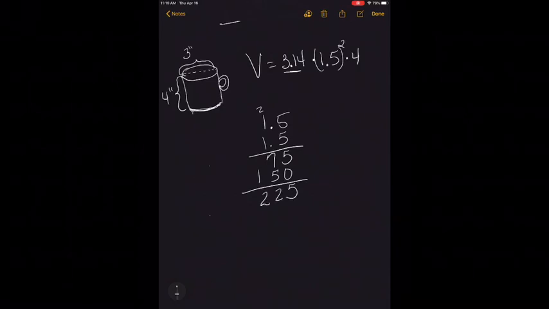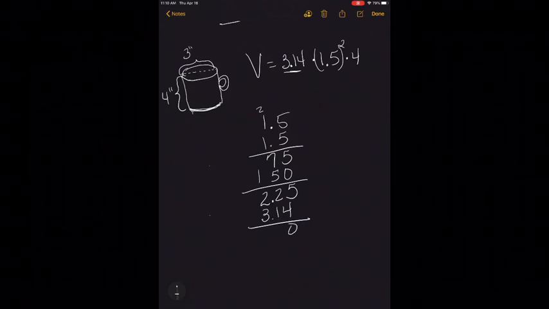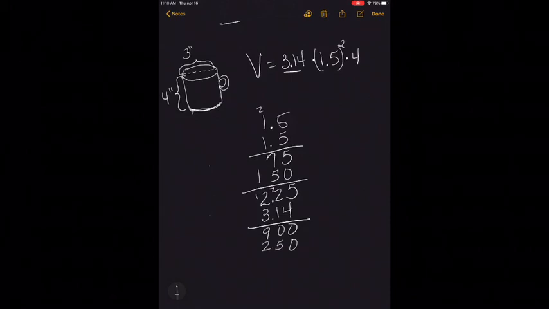Placeholder 0, 225, same as 15 squared, right? But our decimal point goes in there because we have 2 digits behind the decimal point. And now let's go ahead and multiply that by pi, which is 3.14. Hopefully you're doing this on your own.